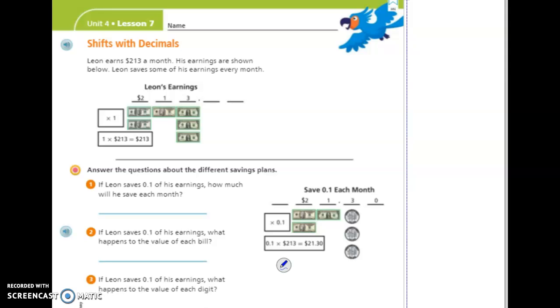So it's a math problem that you already know how to do. So we've got 1/10 of, or times, 213. And you know how to do that. You learned how to do that in our previous lesson. So it should be $21.30. Easy peasy, right?